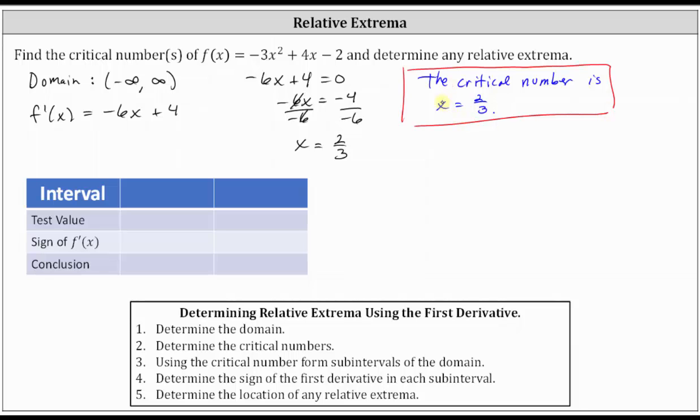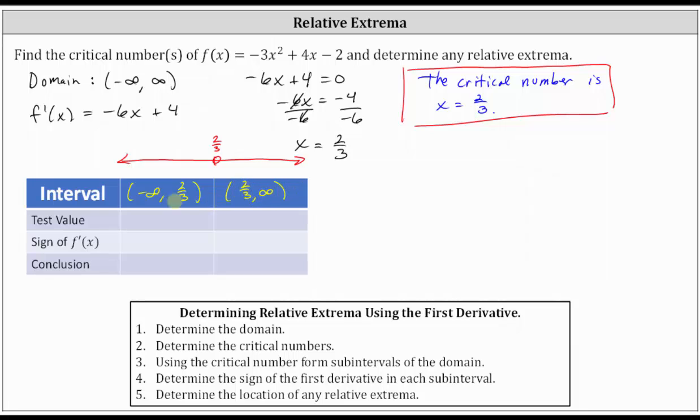And now to determine any relative extrema, we take the domain, which is all real numbers, and divide it into subintervals using the critical number. So for example, if we have the number line, which represents all real numbers, we plot the critical number as an open point, which is 2/3. Notice how this gives us two subintervals, where the interval on the left is the open interval from negative infinity to 2/3. The interval on the right is the open interval from 2/3 to infinity.